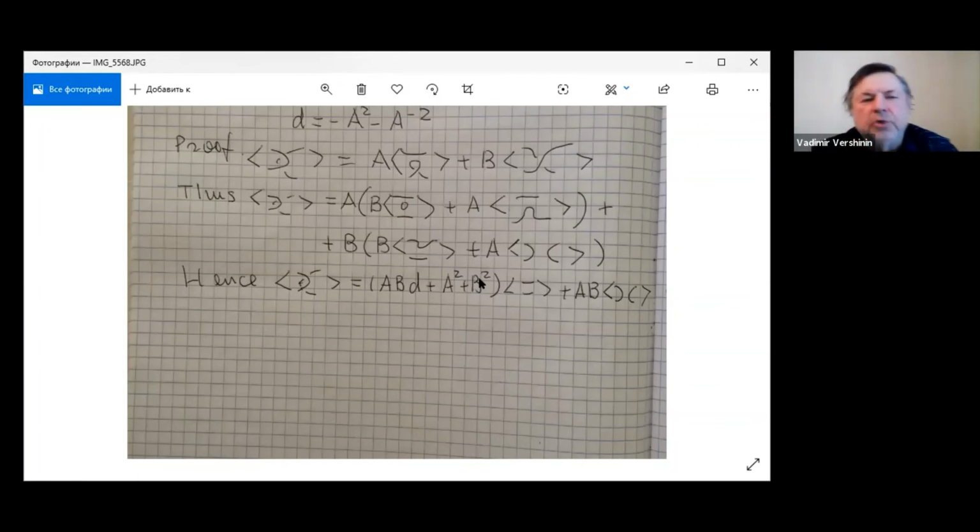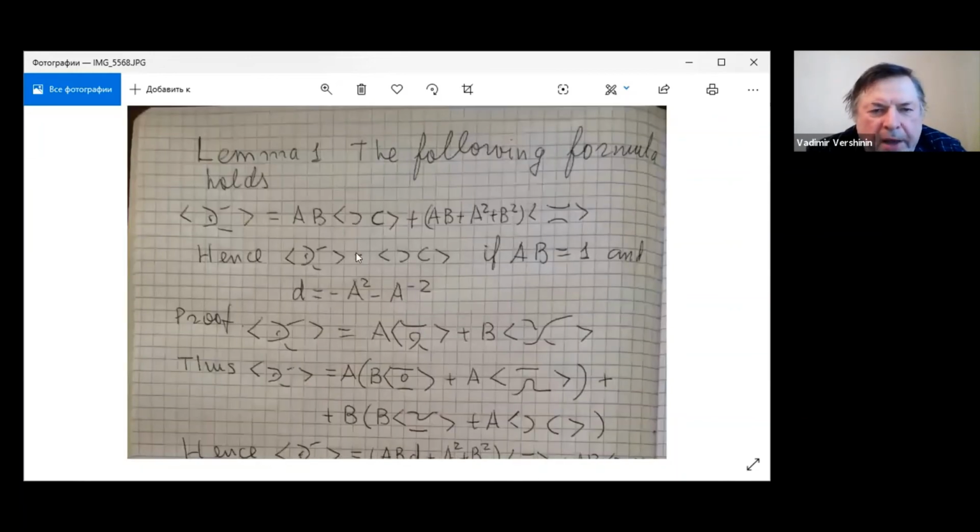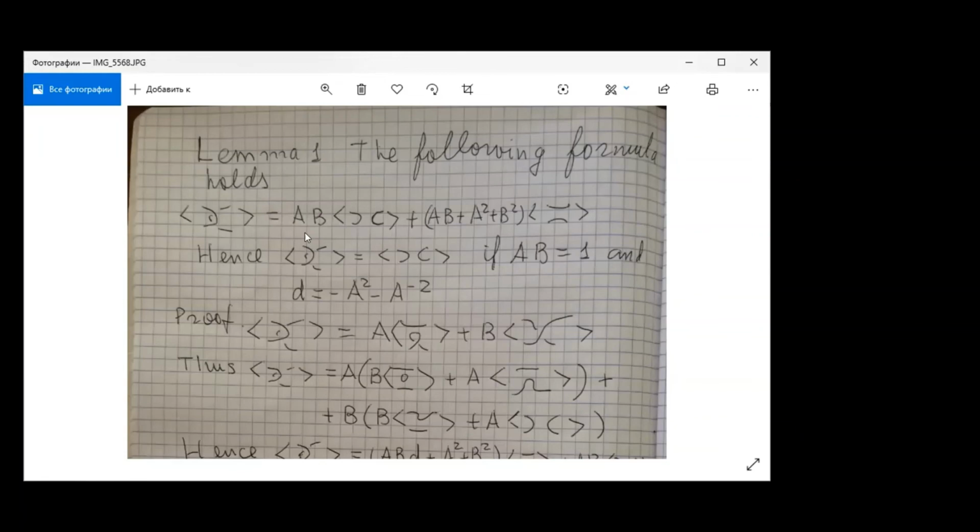Okay, so if you now have this condition, AB equal to 1, D equal to minus A squared minus A minus 2, then your Kauffman bracket should be invariant under Reidemeister 2. Clear? Yes. Tatiana? Yes. Very good.